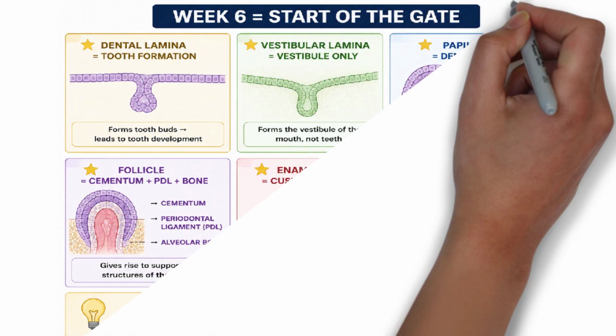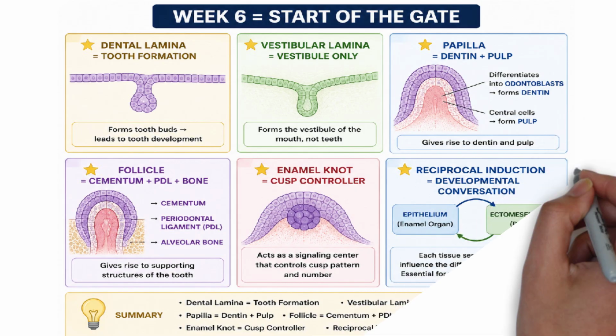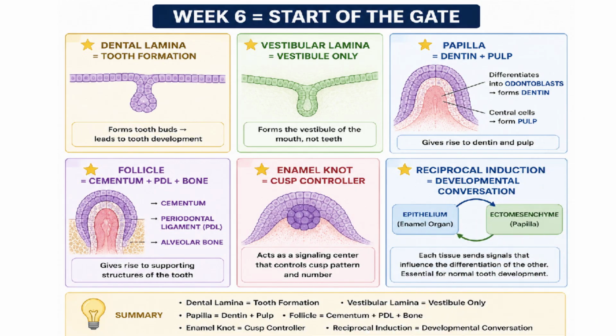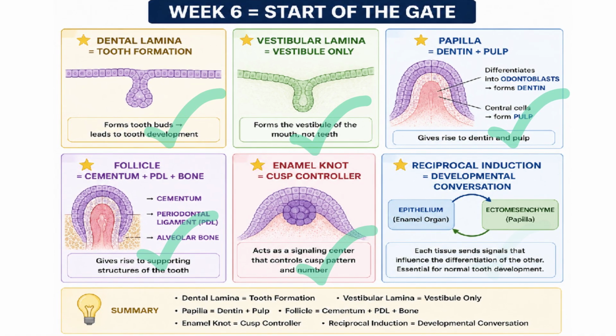Memory anchors. Week 6 equals start of the gate. Dental lamina equals tooth formation. Vestibular lamina equals vestibule only. Papilla equals dentin plus pulp. Follicle equals cementum plus PDL plus bone. Enamel knot equals cusp controller. Reciprocal induction equals developmental conversation.